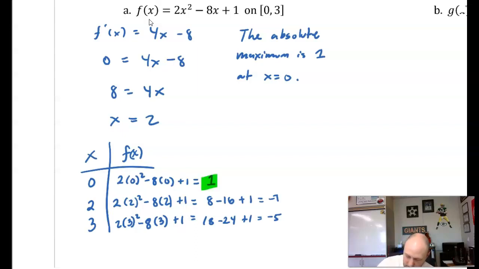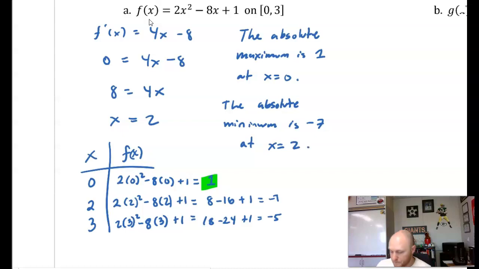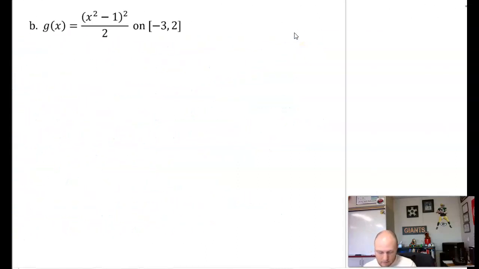Okay, what about our absolute minimum? The absolute minimum is -7, and this occurs at x equals 2. There you have it. That's the candidates test. Okay, let's go ahead and look at B.